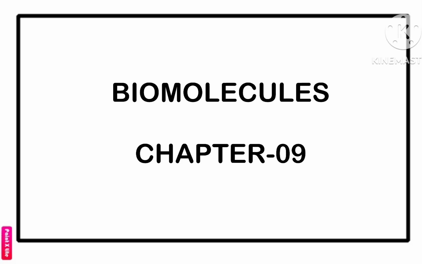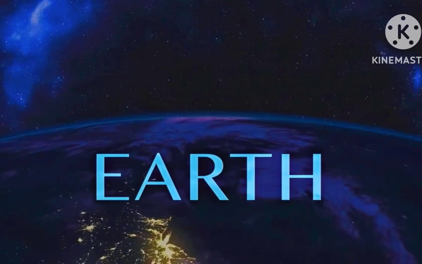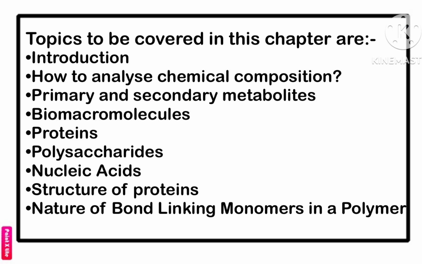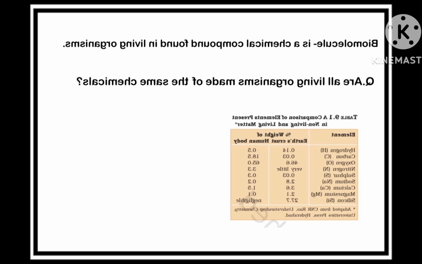Hello learners, so today we're going to take up chapter 9, biomolecules, which is a part of biochemistry. So let's get into the chapter. The topics to be covered in this chapter are introduction, how to analyze chemical composition, primary and secondary metabolites, biomacromolecules, proteins, polysaccharides, nucleic acid, structure of protein and nature of bond linking monomers in a polymer. So let's get to the introduction.